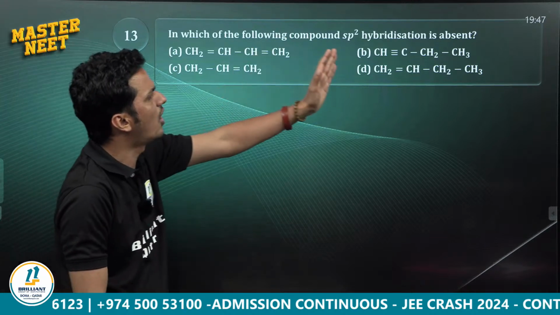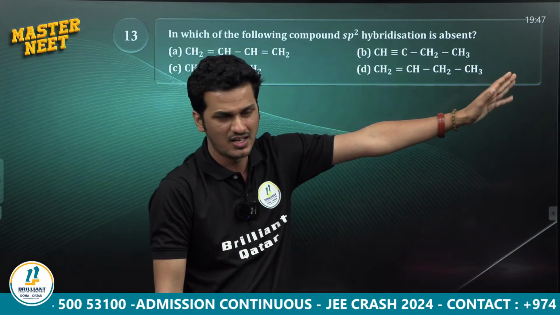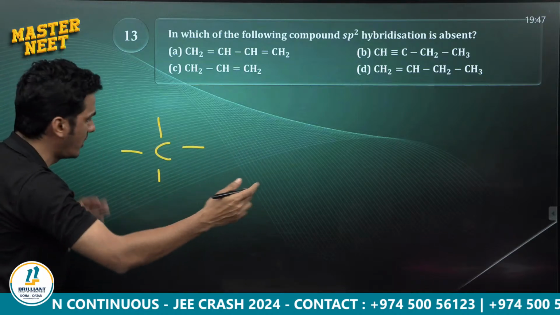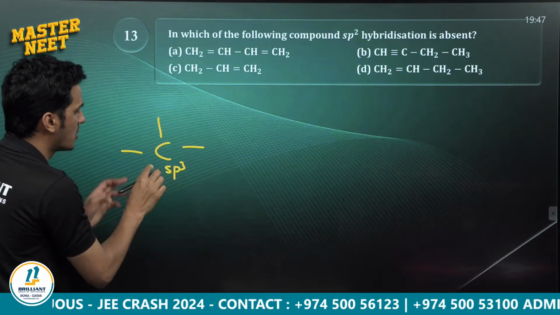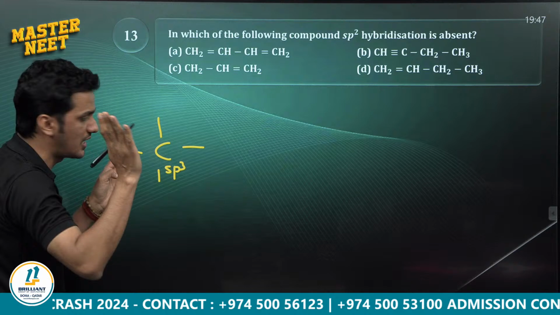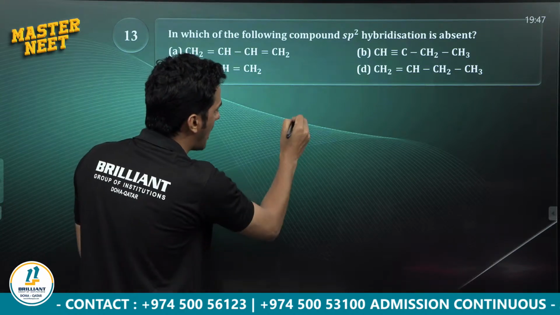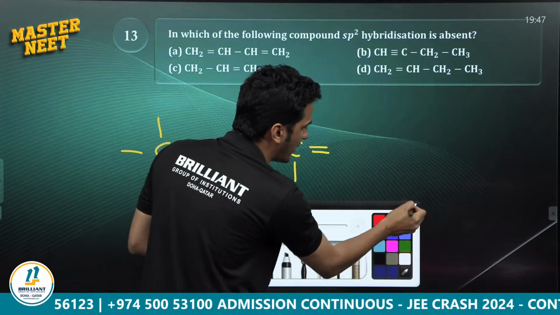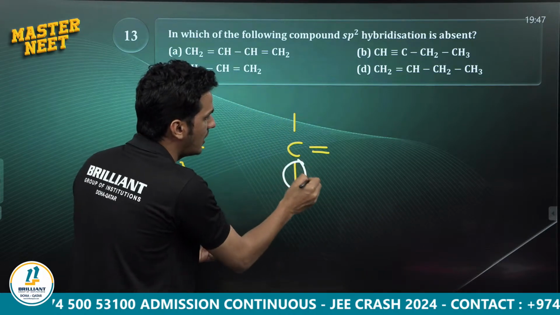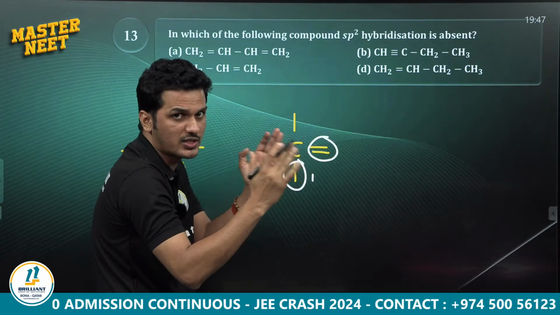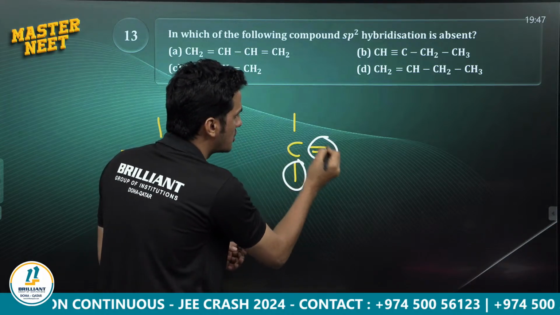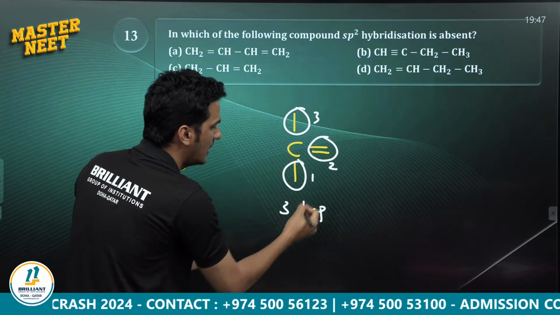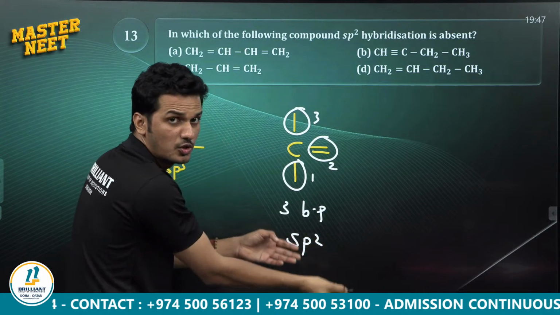In which of the following compounds is sp2 hybridization absent? We know that around carbon, if all the bonds are single bonds, it will be sp3, because 1, 2, 3, 4 bonds are there. If around carbon one double bond comes, how will we count the number of bond pairs? This is 1, this is 2. All multiple bonds are considered as single bond. This is 2, this is 3. So 3 bond pairs are there. 3 bond pairs means it's sp2, 1s and 2p.